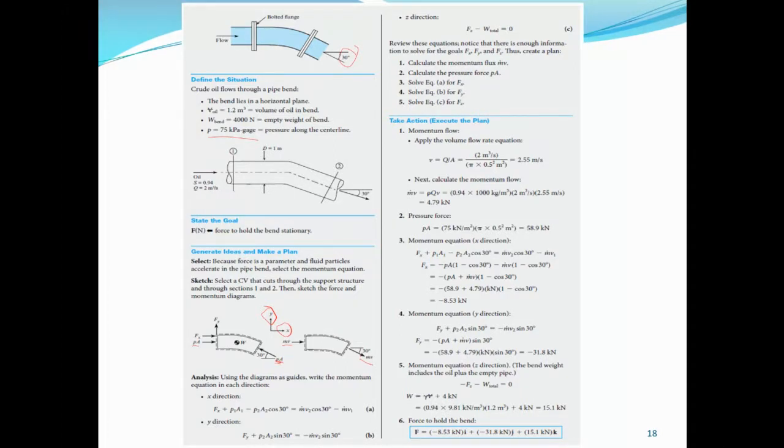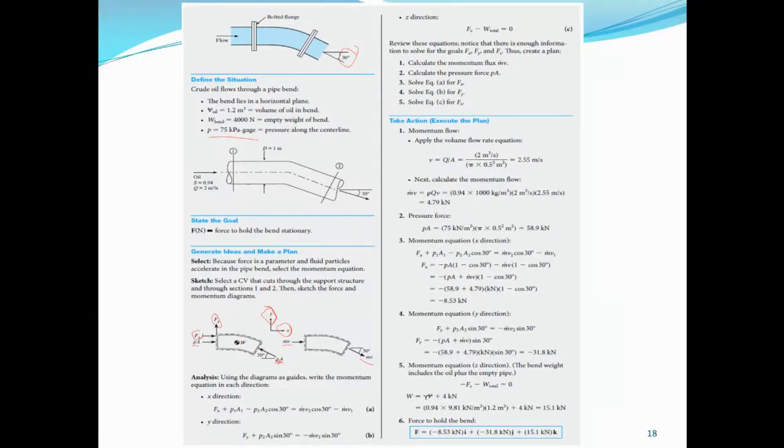So now let's apply the concepts of resolution of forces in the X, Y, and Z direction. What we want to find is the force that is required to hold the bend in place, which is Fx, Fy, and Fz.